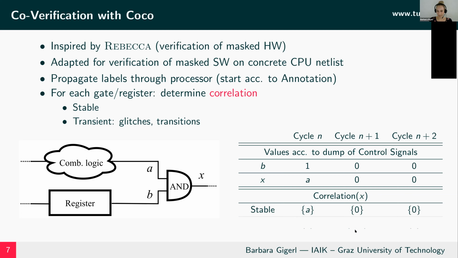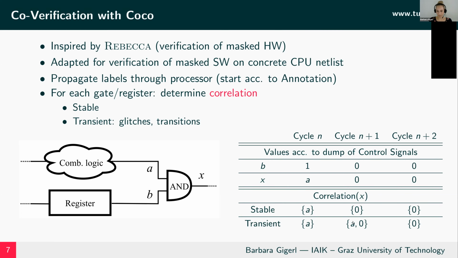But then, since X switches to 0, it then correlates to 0 or a constant. The verification tool does not make any difference between constants or the 0 set you see here. Then, for the case of the transient correlation, we also have the same in the first cycle, but in the second cycle, we have to add A to the correlation set.